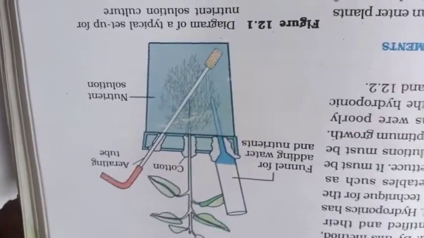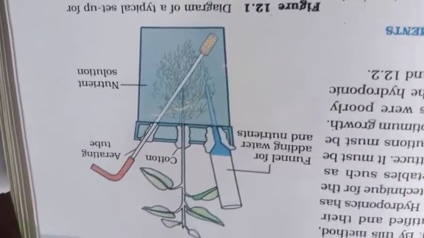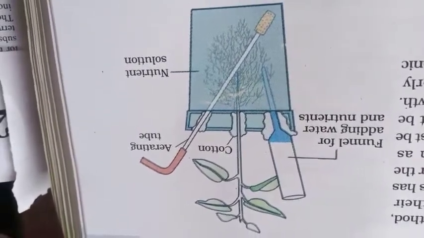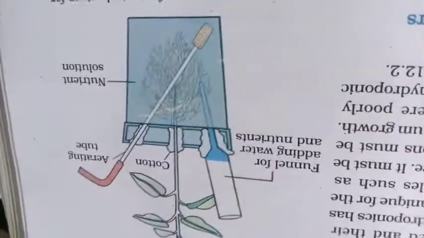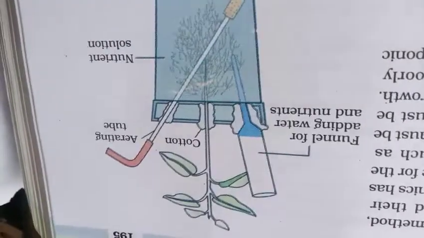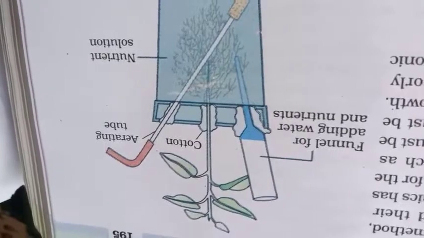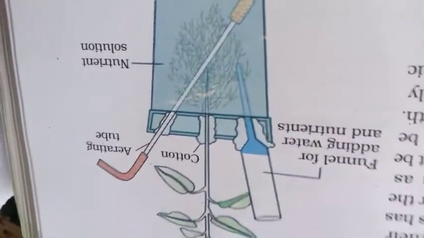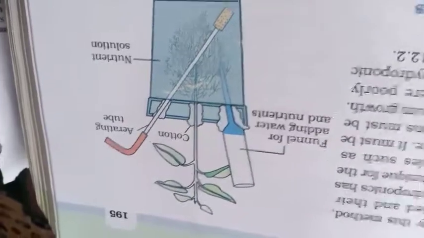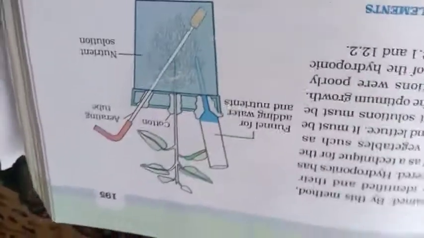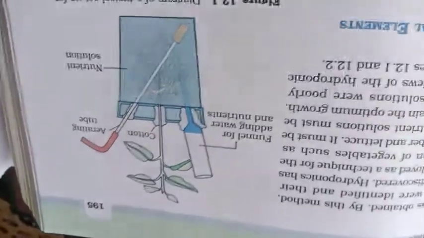This is a diagram of a typical setup for nutrient solution culture. On the left side, you can visualize the funnel for adding water and nutrients in the dissolved form, and this is the plant, in a container that is plugged by cotton, and on the right hand side is the aerating tube. The root system of the plant lies in the nutrient solution in a proper container that is airtight, and fresh air is supplied through this aerating tube.